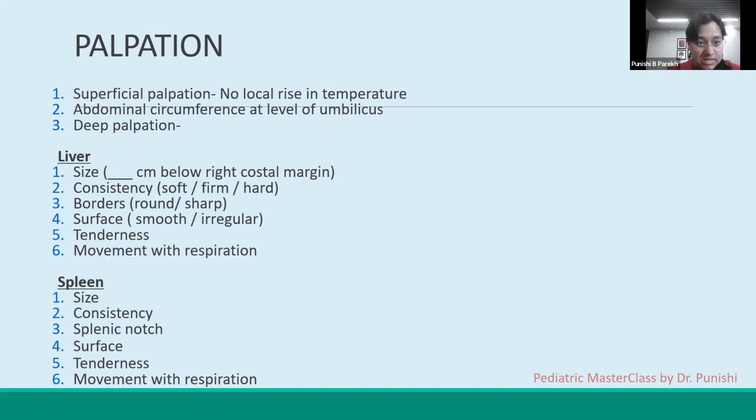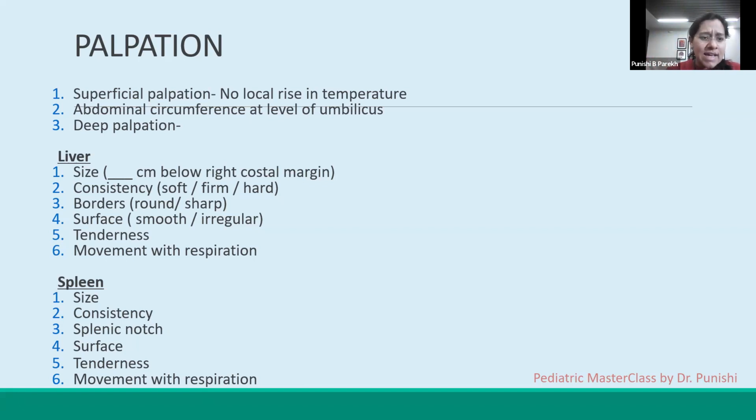which was firm in consistency, had rounded borders, was smooth in surface, was non-tender, and moving with respiration. So whenever dealing with any organomegaly, like basically liver and spleen, always remember to mention the size, consistency, border, surface, and tenderness. These 5 points become very important. Only then is your entire description of organomegaly considered to be complete.